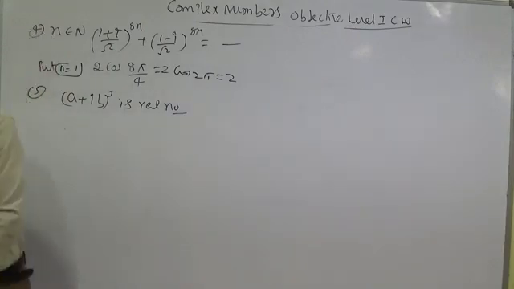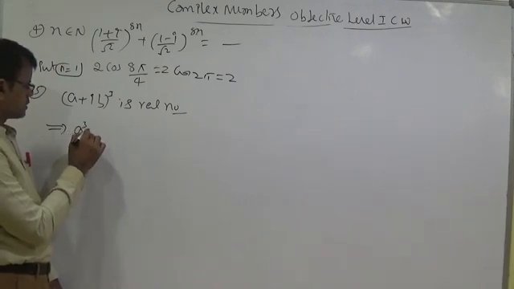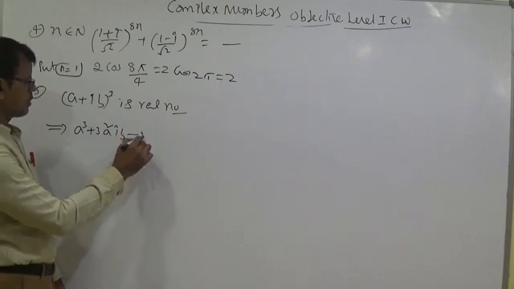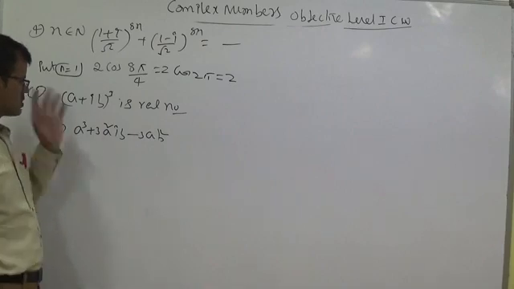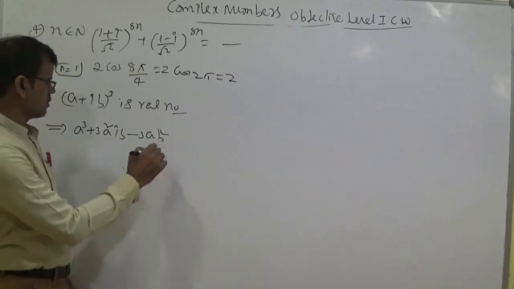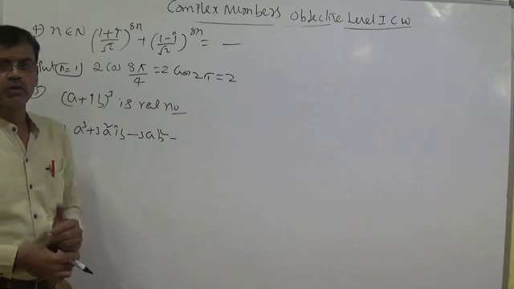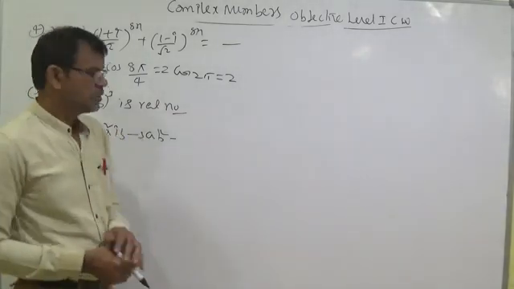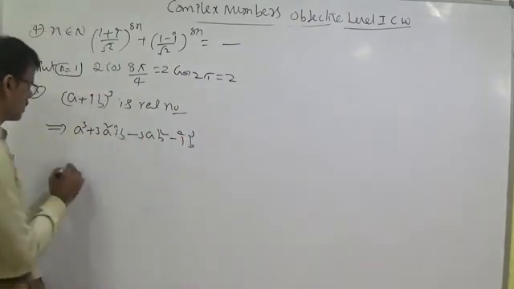(a + ib) whole cube is a real number. Using the formula, a cube plus 3a square b plus 3ab square, so this is a cube plus 3a square ib, plus 3ab square where i square b square becomes minus 1, that is minus 3ab square we have written. Next step, ib cube can be understood as i cube b cube, and i cube can be understood as i square into i. So minus ib cube is equal to, is a real number.